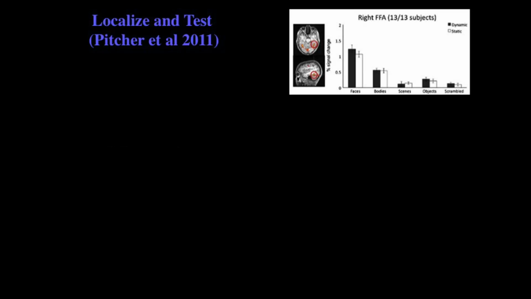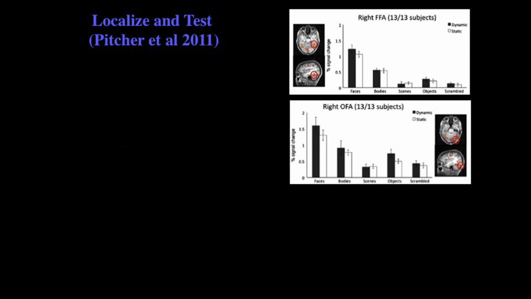Here's what we find. This is the right fusiform face area and its magnitude of response. As usual, you identify that region with other data not considered here, as a higher response to faces than objects, and then you measure its response to these conditions. And you see there's a higher response to faces than bodies, scenes, objects, and scrambled stimuli, as expected. It is a fusiform face area, after all. That's what it's supposed to do. More importantly, the black bars are the movies, and the white bars are the stills. You can see that the fusiform face area does not care whether it's looking at movies or stills. It gives exactly the same response.